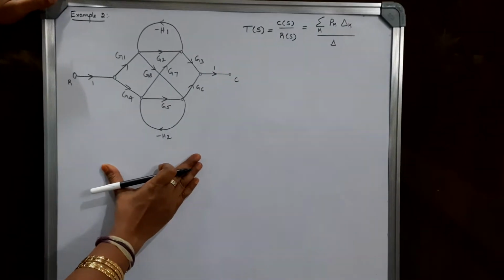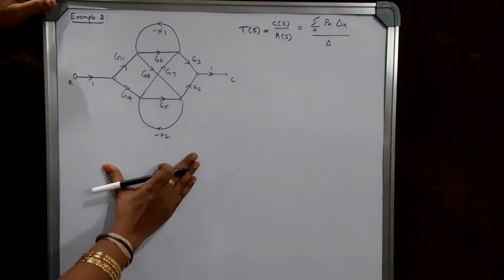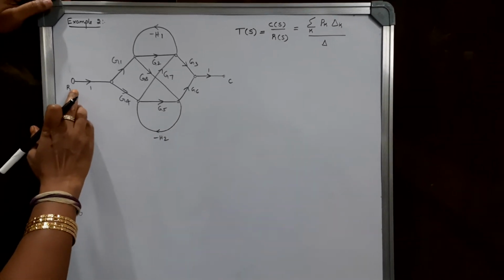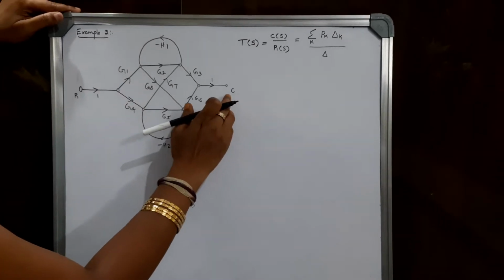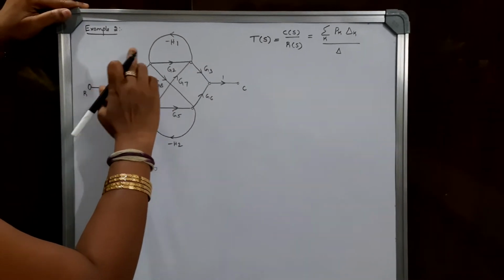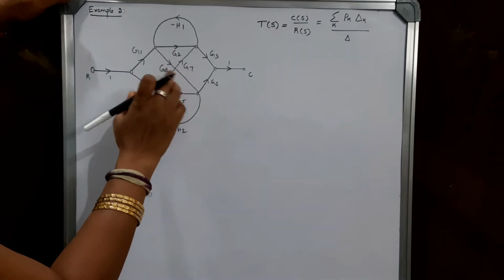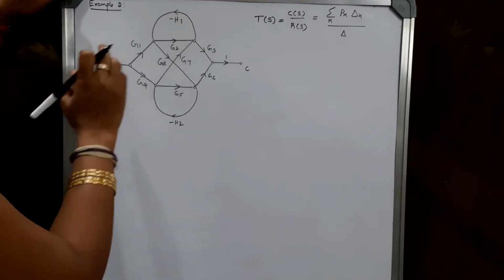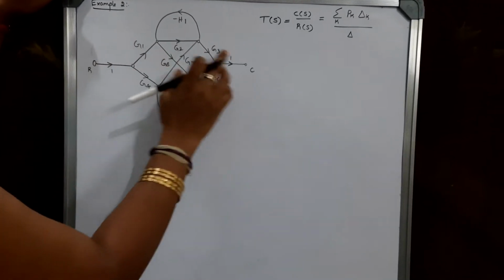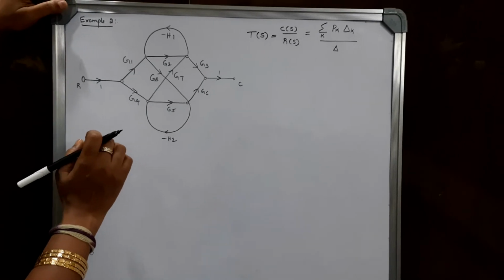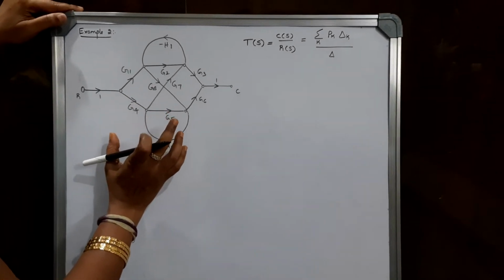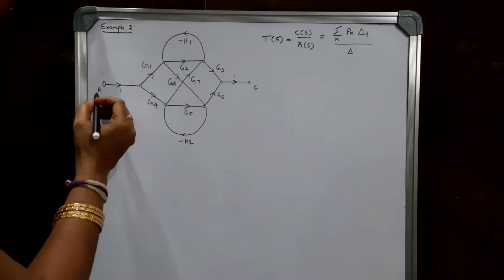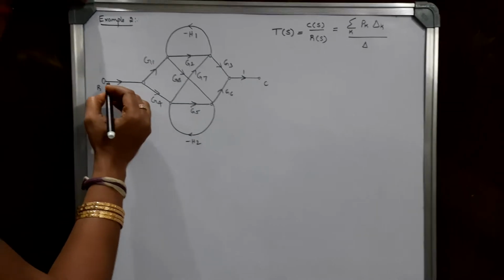As a repetition, by the definition we know very well what a forward path is. A forward path is a path from input node to output node without entering into the same node more than once. So that path should not enter into any of the nodes more than once. When it is connected from input to output, then we can treat that as a forward path. All that I have to do here is to find out how many forward paths are there in this particular problem.